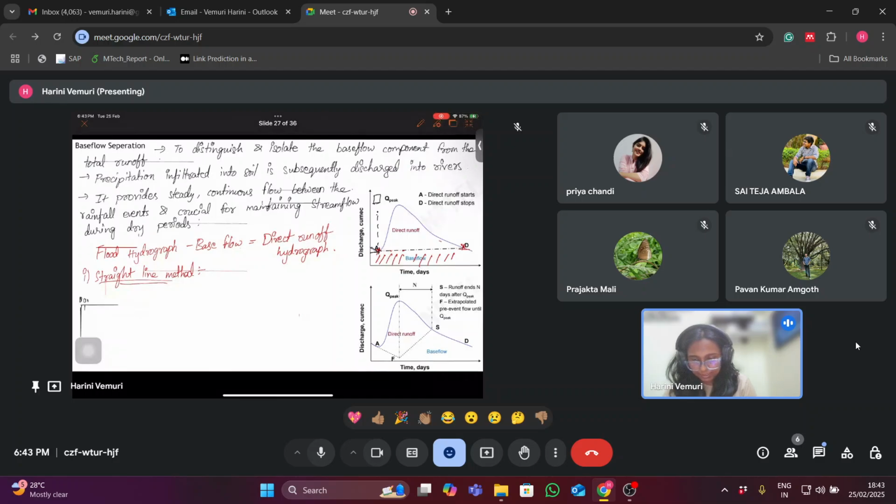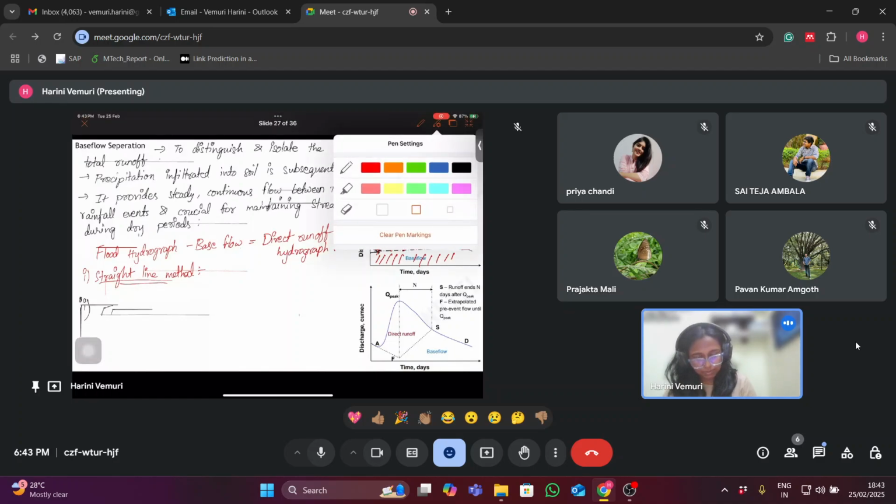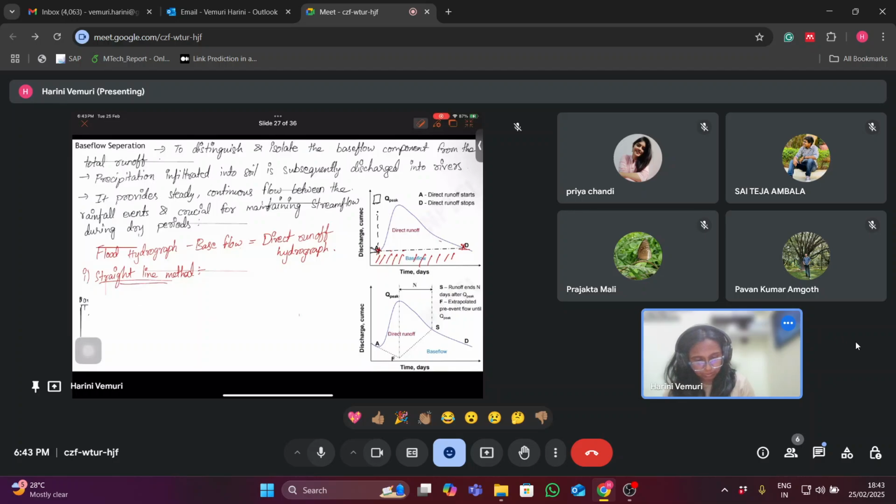The second method is, there is some issue with my pencil also. Sorry for that. So the second method is, I'll just say it.